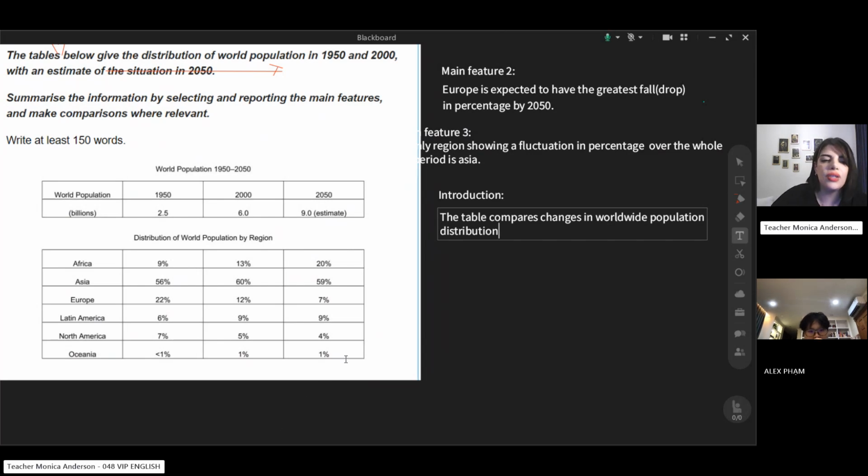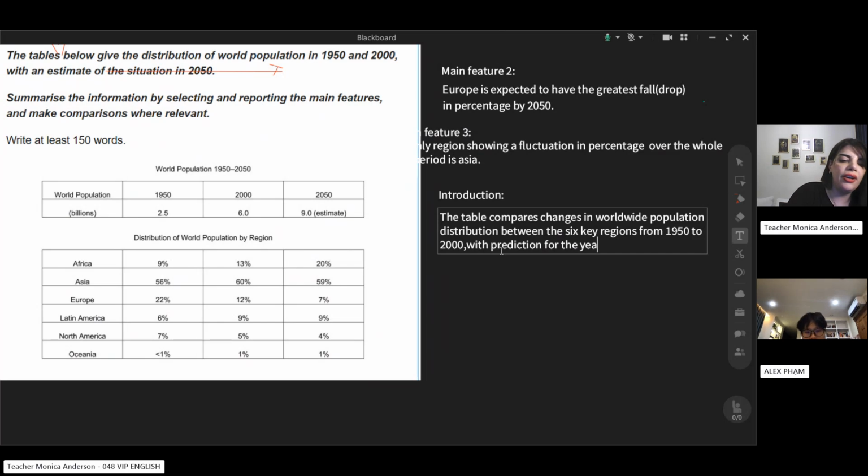Okay, as you said, the only thing that you need to mention, because we have 6 areas, 6 regions, is that it's good to say between the 6 key regions, as you said, from 1950 to 2000, and as you said, with prediction for the year 2050. So this is the introduction.